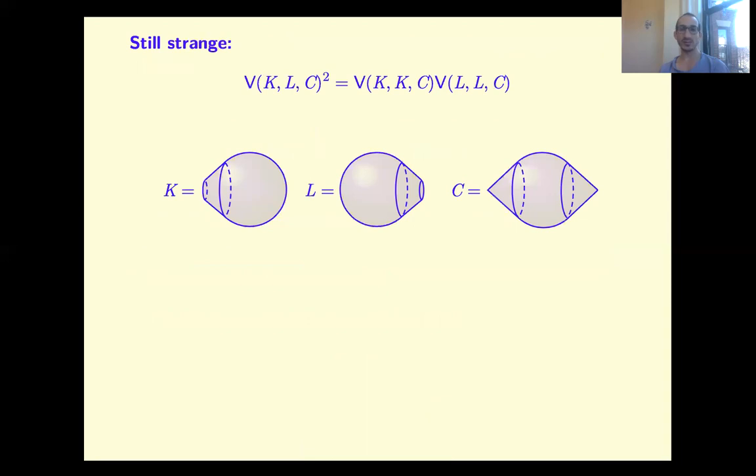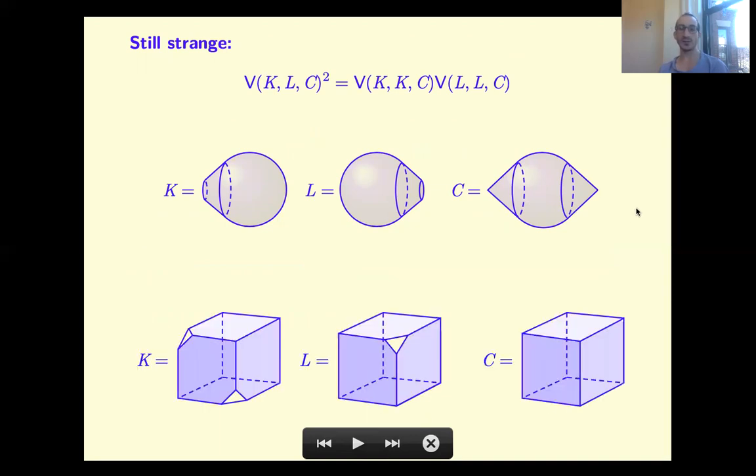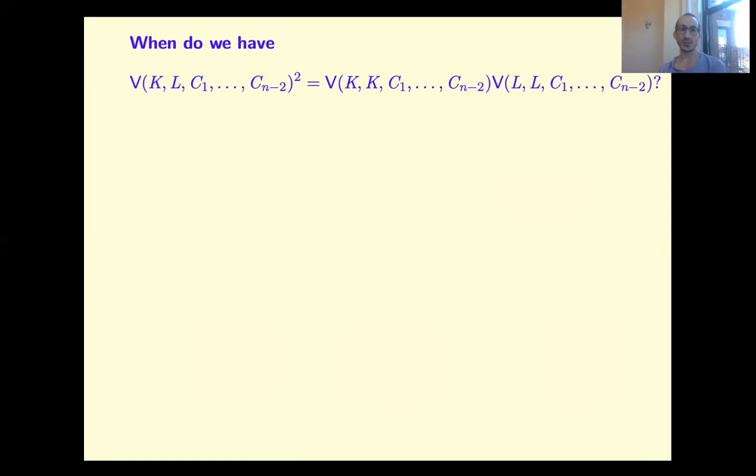Here is yet another example of a strange equality case of the Alexandrov-Fenchel inequality. If you take K, L, and C to be these bodies, you will get equality. And here's another one. They don't have to necessarily be these ball-like shapes. You can also take polytopes. And here you take C to be a cube, and K and L to be the cube where you chop off some of the vertices and you put a facet there.